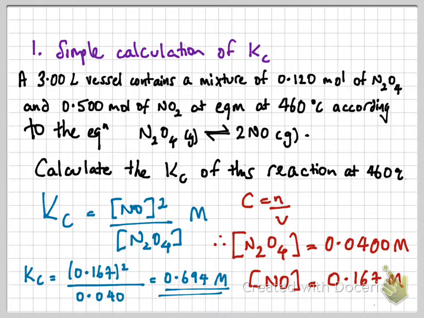Remember to put the units in for Kc as we did yesterday, so in this case it would be molar, or just capital M. Keep the number in your calculator is my other suggestion. Don't round off to 0.167 squared. Keep that one in because it's actually 0.16 recurring.